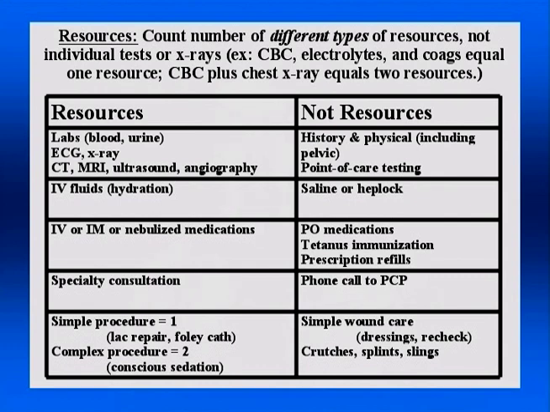Their history and physical exam should be appropriate for their chief complaint. So if they have an eye complaint, they will have a slit lamp exam, not a resource. If the patient is female and presents with low abdominal pain, she will have a pelvic exam, not a resource, but part of the history and physical for that chief complaint. Point of care testing does not count as a resource. Examples include finger stick glucose or pregnancy tests done in the emergency department.